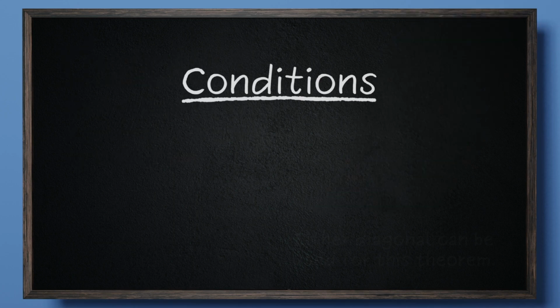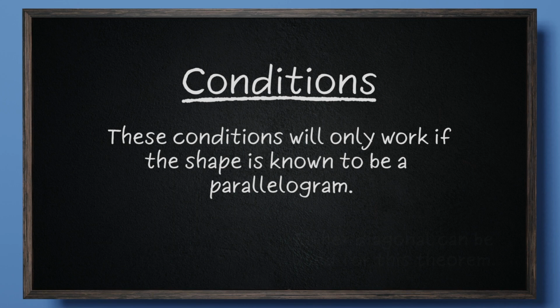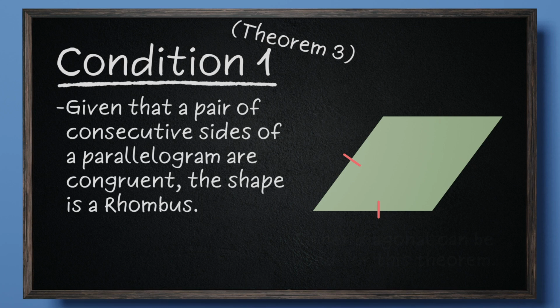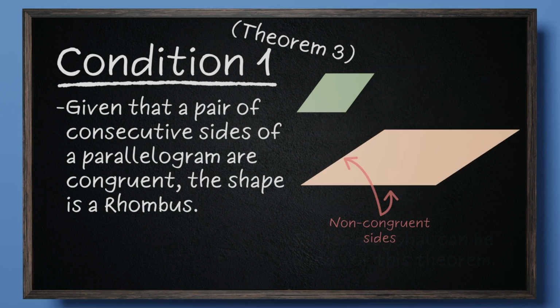We will now examine three conditions that you can use to logically conclude whether a parallelogram is a rhombus. Each one is related to the properties we just discussed. Don't forget that these conditions only work if you already know that the shape is a parallelogram. If not, these conditions won't always work. Condition number one. If you are given that a pair of consecutive sides of a parallelogram are congruent, you can conclude that the shape is a rhombus. If any side happens to not be congruent with another, the shape fails to qualify as a rhombus.